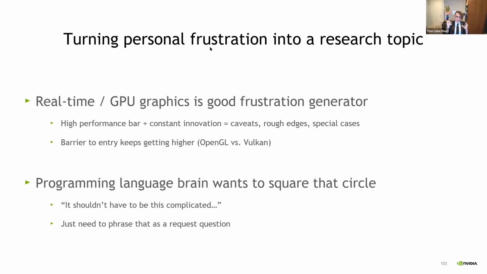And so this is something where what I call the programming language brain inside of me really wants to square that circle. It looks at this problem space of real-time rendering and says, it just shouldn't have to be this complicated. We shouldn't need all these complicated corner cases and so on in our programming models. And really, I just kept working on finding ways to phrase that as a research question, not a request question. Sorry for the typo in the slides.